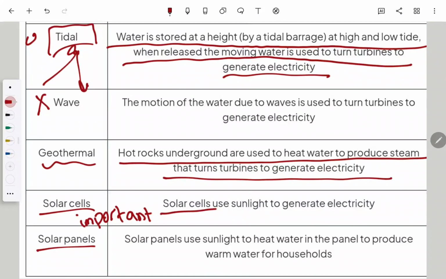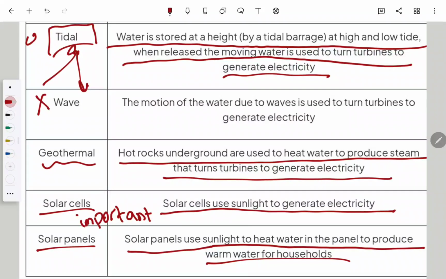Okay, solar cells use sunlight to generate electricity. Solar panels use sunlight to heat water, and panels produce warm water. So the solar cells he's talking about here are the ones we normally place in front of sunlight, and they start turning it into electricity. Solar panels refers to anything that absorbs sunlight in order to heat, not to generate electricity.